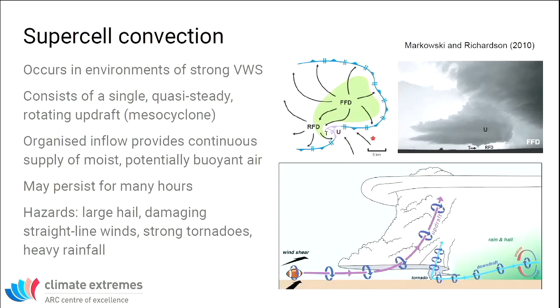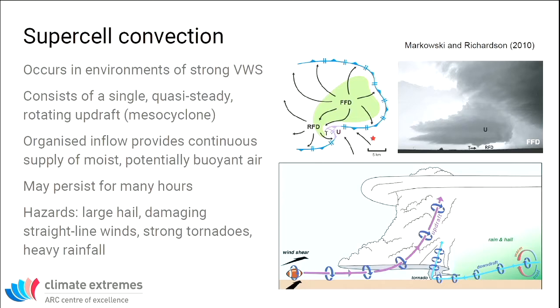Okay, finally, my favorite, supercell convection. This is the type of convection that will occur in environments of really strong vertical wind shear. So typically you have more than 20 meters per second of wind shear over the lowest 6 kilometers. And these are a really special type of storm.